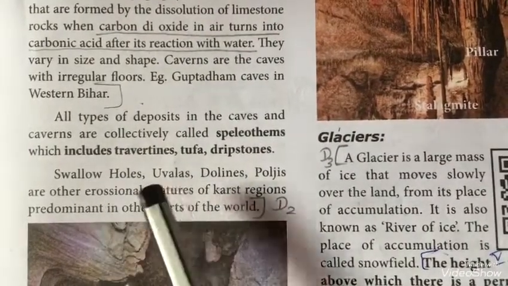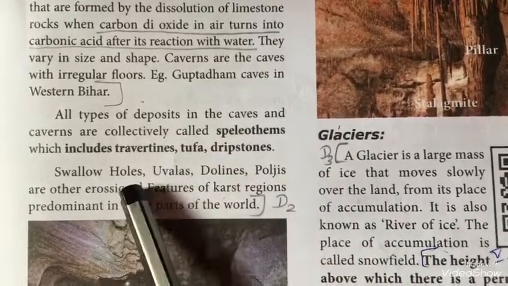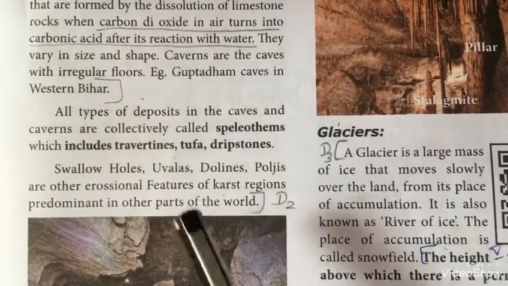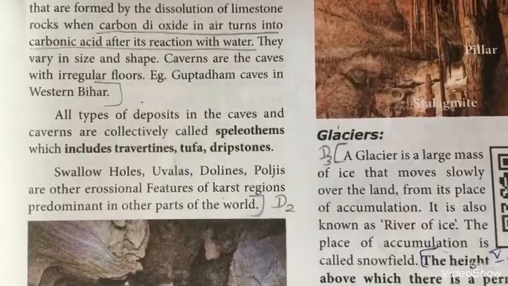Swallow holes, uvalas, dolines, these are all the other erosional features of karst regions, which are located in other parts of the world. So these are all the other landform structures.